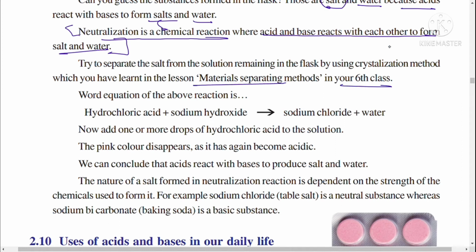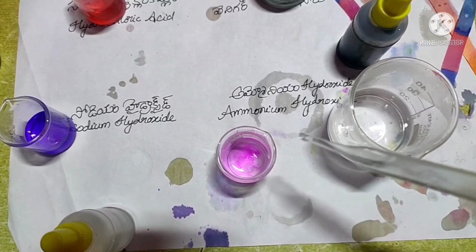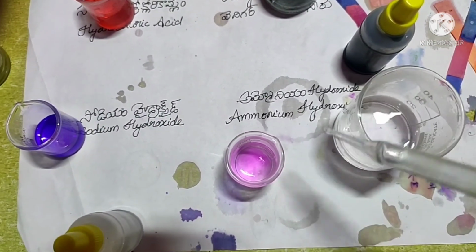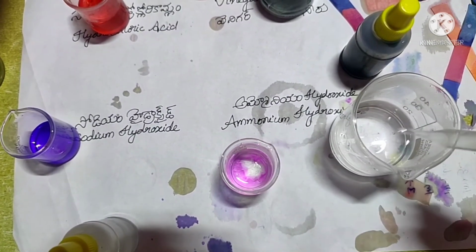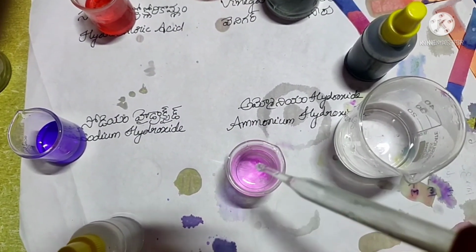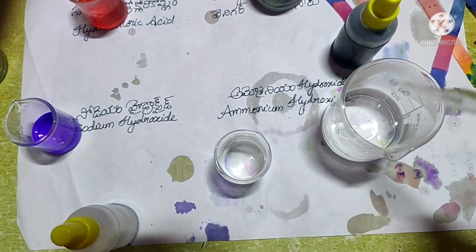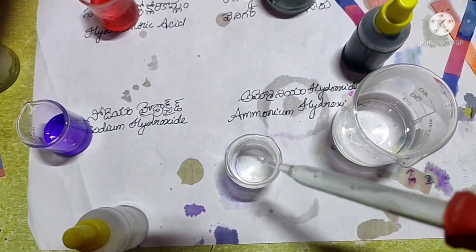The word equation of the neutralization reaction is hydrochloric acid and sodium hydroxide. Hydrochloric acid is an acid and sodium hydroxide is a base. When acids react with a base, they form a salt and water. The salt is sodium chloride, and water. Now add one more drop of hydrochloric acid to the solution. The pink color disappears. It has again become acidic. We can conclude that acid reacts with the base to produce salt and water.